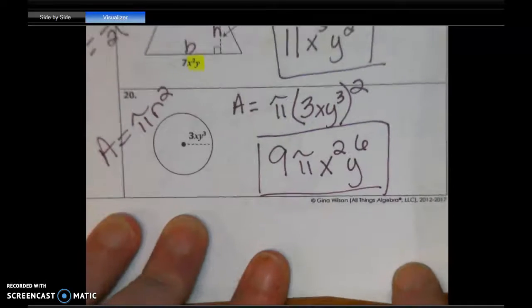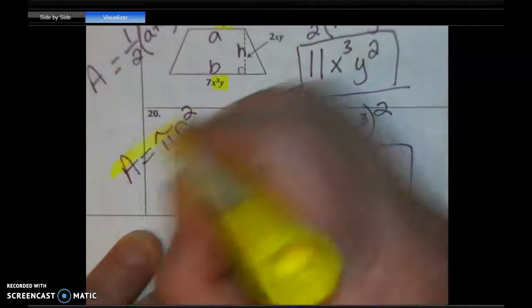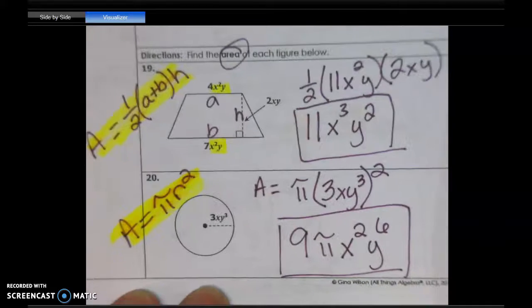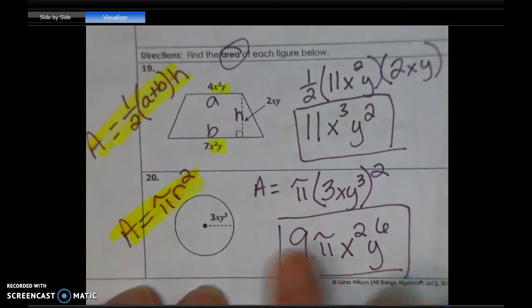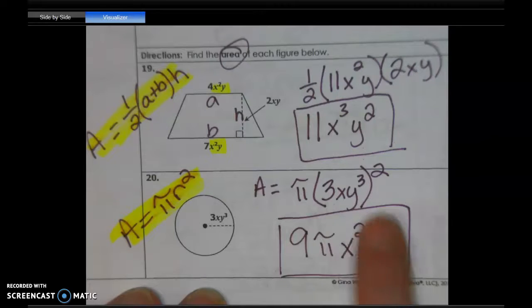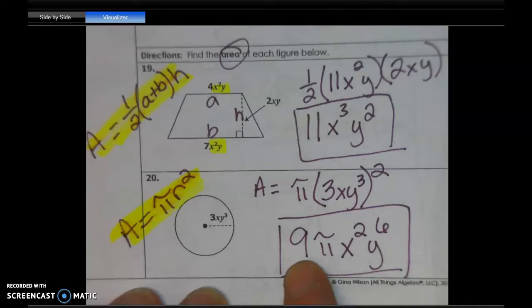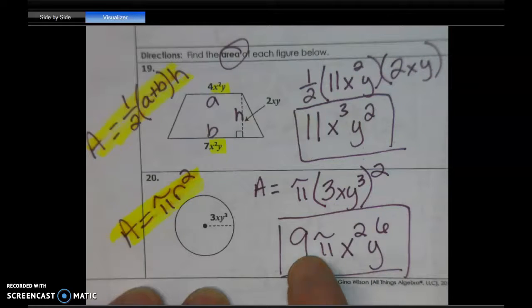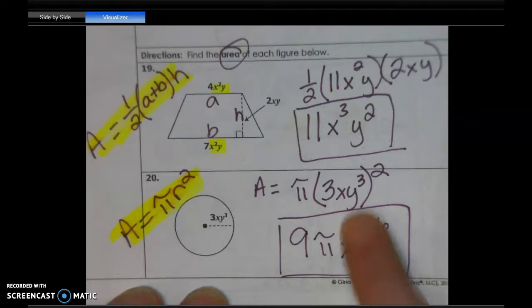Okay, and then look right here. Here is the formula for your circle, pi r squared. This is r, this is pi. We're going to leave it in terms of pi, so don't bother doing 3.14 blah, blah, blah. Okay, now the important thing is you got to have a number in front. So when I square the 3, I get 9. My pi can come straight back down. X squared should be x squared. Y cubed and then squared is 6, because 3 times 2 is 6.